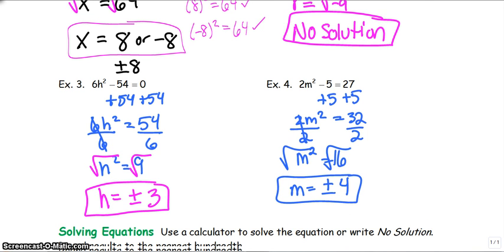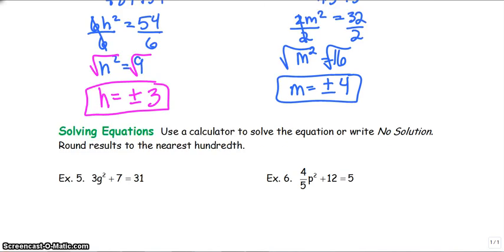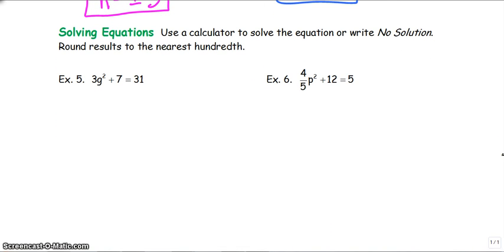We're doing so well. Let's move on. We have very little left to do. There's a possibility in another set of your problems for your homework this evening on page 507 that talks about using a calculator to solve the equation or write no solutions. Here, the key point is we are going to round. We will round our answers to the nearest hundredth.